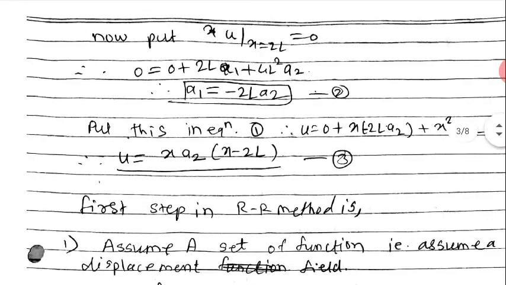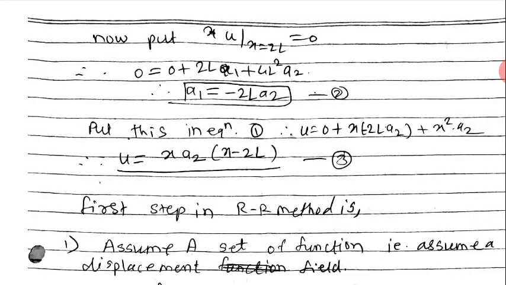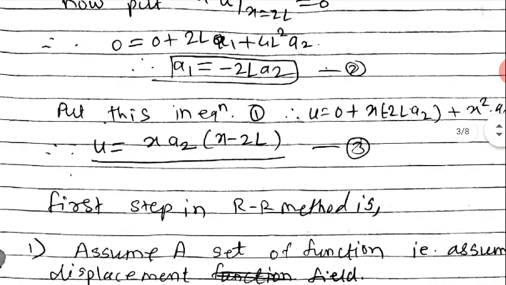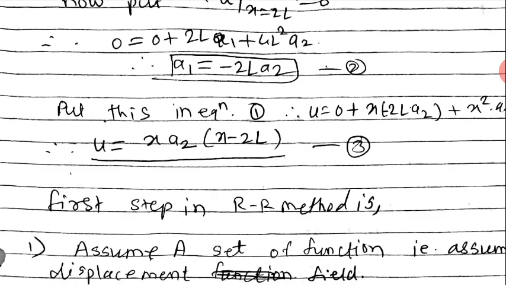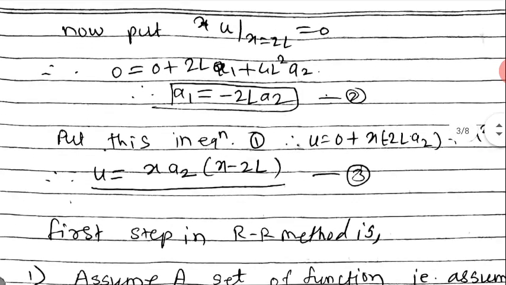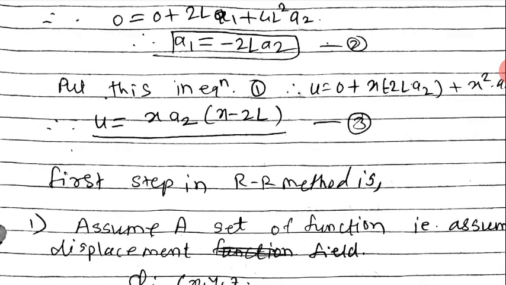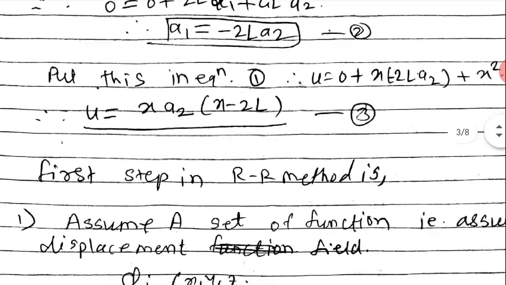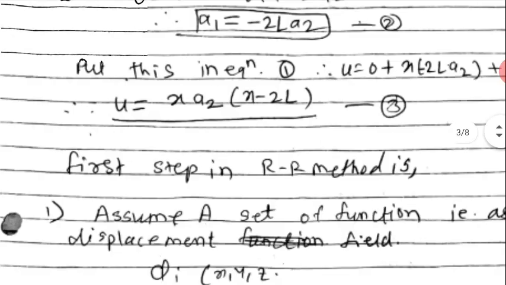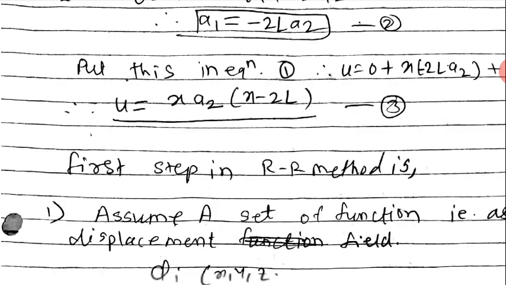Now we put in the second boundary condition, u at x is equal to 2L is equal to 0, and we get a1 is equal to minus 2L a2, and this is equation 2. Putting this value in equation number 1, we get the value of u in terms of x and L, that is u is equal to a2 times x into bracket x minus 2L, and this is equation number 3.